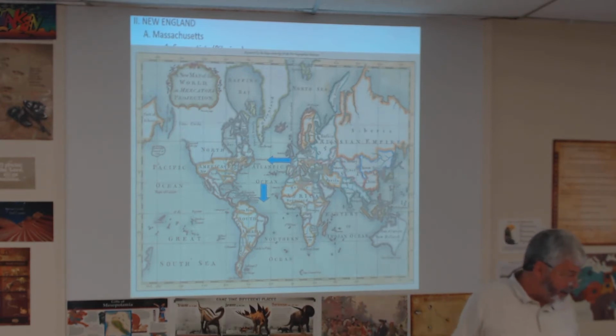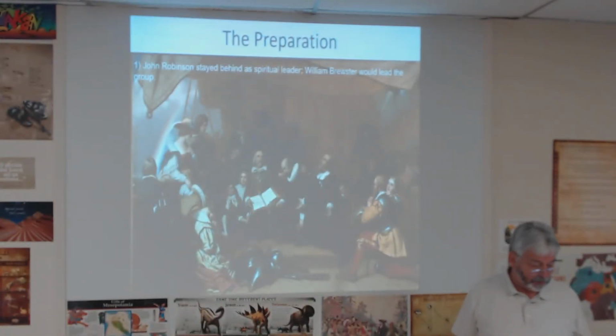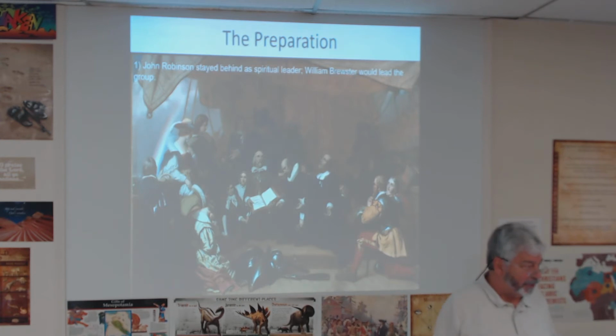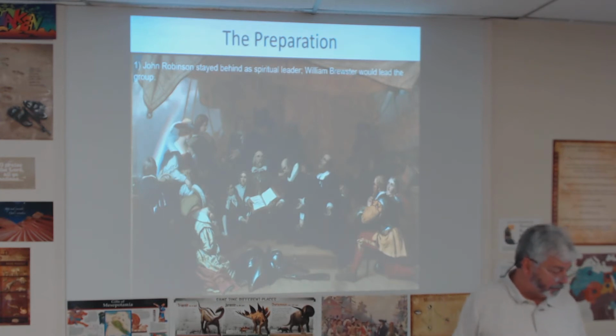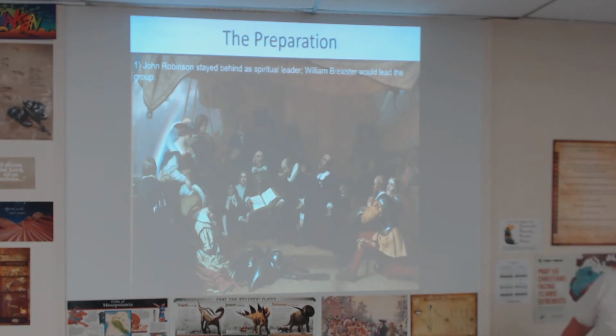All right, as they left Holland, John Robinson was basically their pastor. He stayed behind as the spiritual leader, and he sent William Brewster to lead the group that would go to the New World. And this is a painting of John Robinson with the open Bible, praying for the group, asking God's blessing on them.